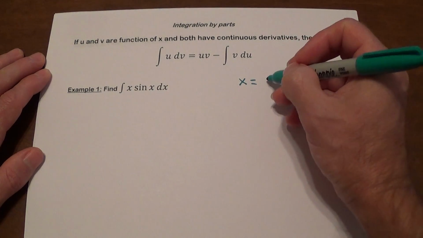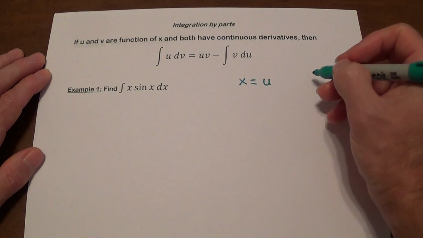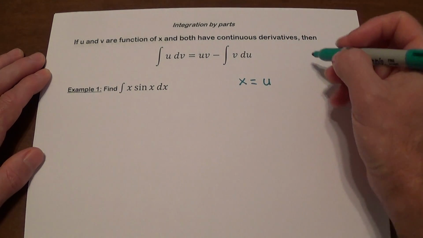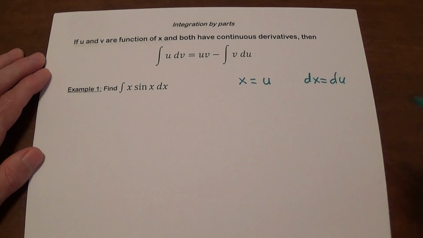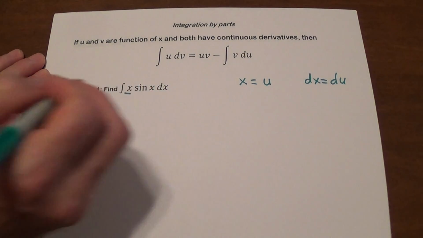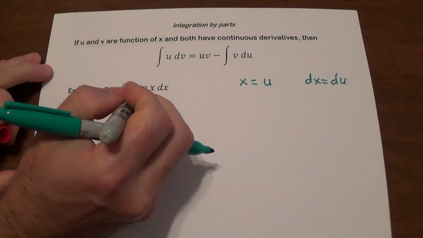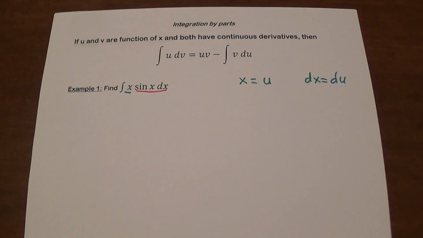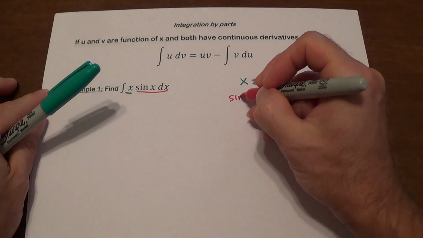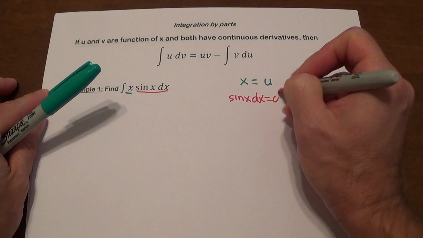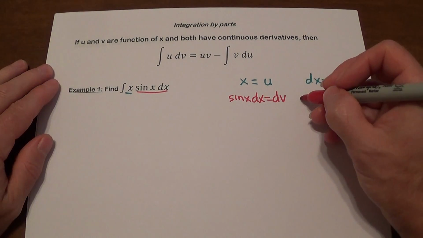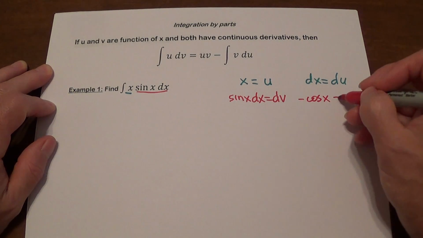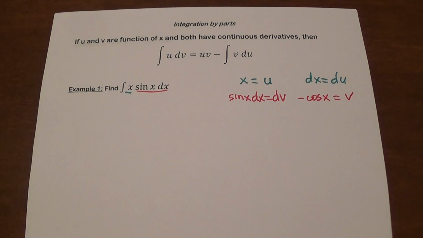So in this case we're going to say that x is U, and then we're going to need to differentiate that. So dx is going to be du. That's pretty easy. The other part here is sine x dx. So we are going to call that dv. So sine x dx is dv. And then when you integrate that, you're going to get negative cosine x, and that's going to give us v.